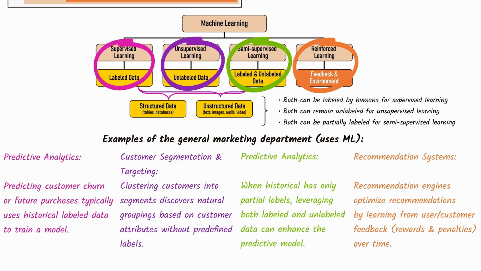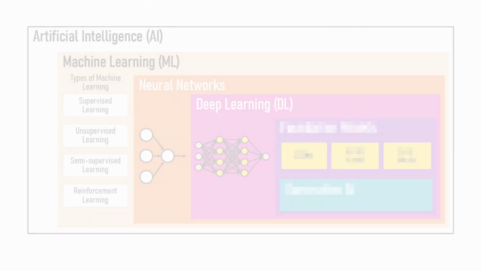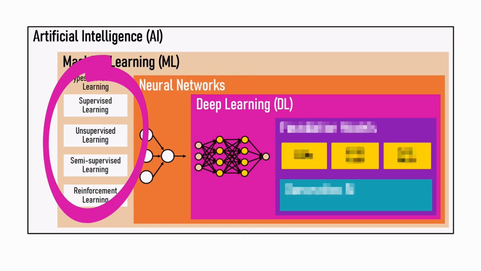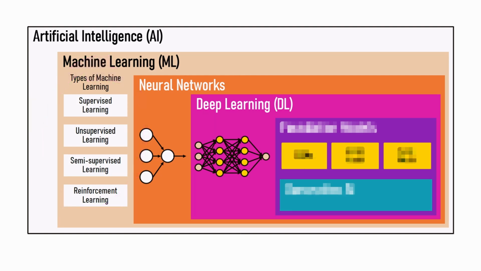Deep learning. Now let's move on to deep learning, which can be very confusing. Deep learning is a subset of machine learning, and it can be applied to supervised, unsupervised, semi-supervised, and reinforcement learning scenarios across all types of data. What sets deep learning apart from machine learning?